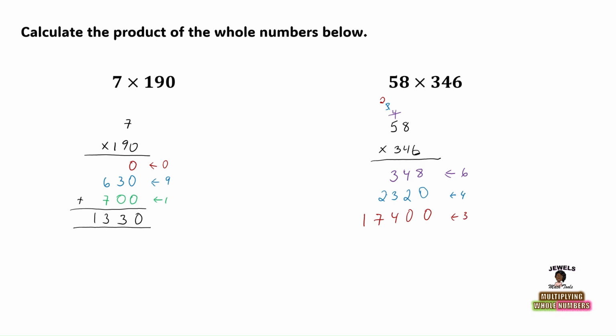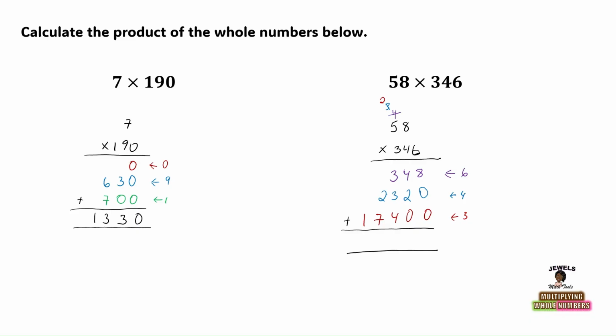And now we are going to sum our numbers together. And remember that for each of the numbers that I multiplied with, there was a separate line in my multiplication working: one for the 6, one for the 4, and one for the 3, and then the last line for my product.